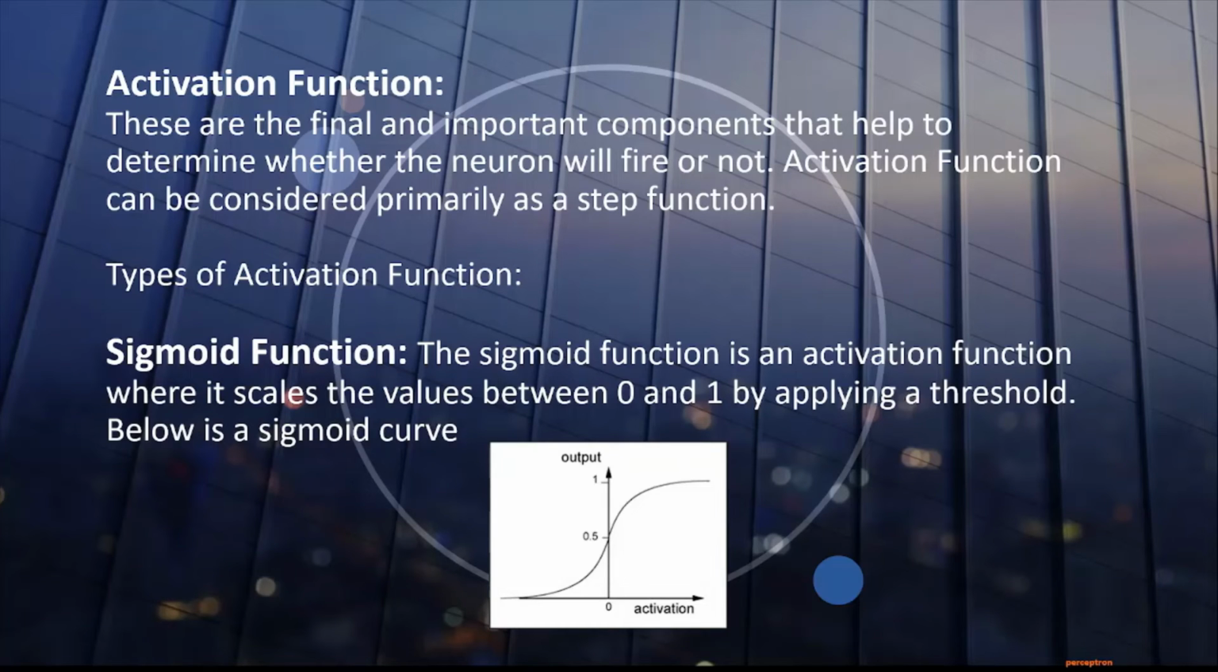First is the sigmoid function. The sigmoid function is an activation function where it scales the values between 0 and 1 by applying a threshold.